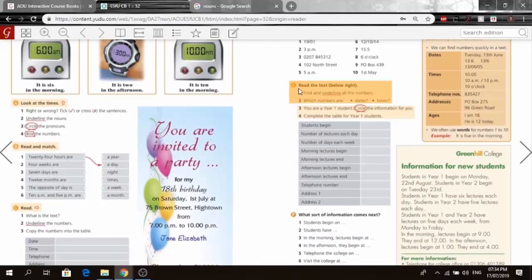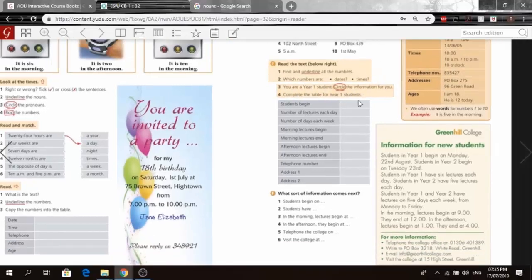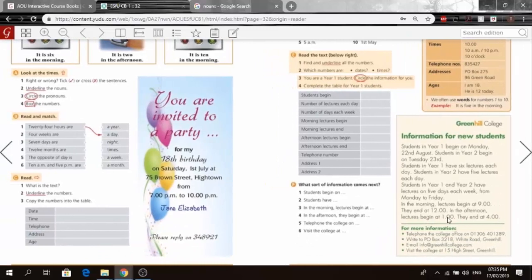So here, this one's interesting. So exercise E, read the text below and find and underline all the numbers. Which numbers are dates and times, okay? So this here, you are a year 1 student, circle the information for you. Complete the table for year 1 students. So I'll just read this for you guys real quick. Okay, try to listen to me carefully and then we'll move on to the exercise.